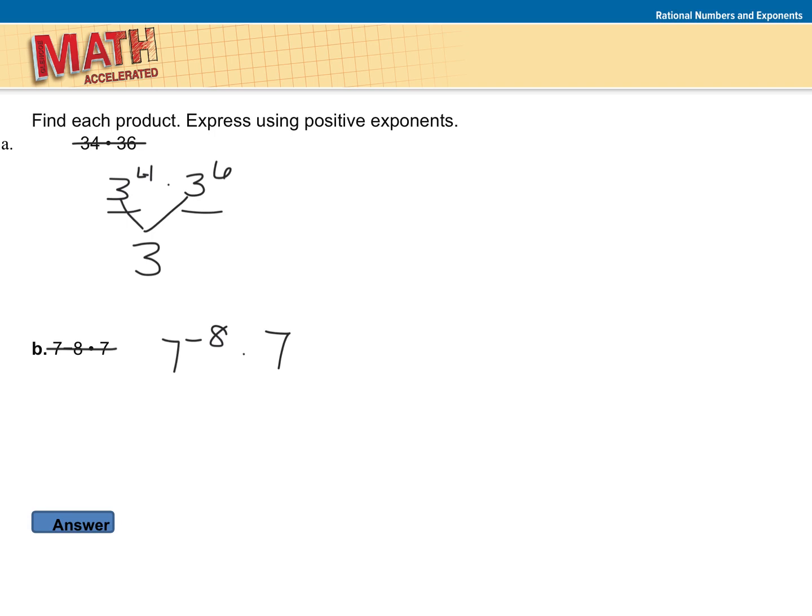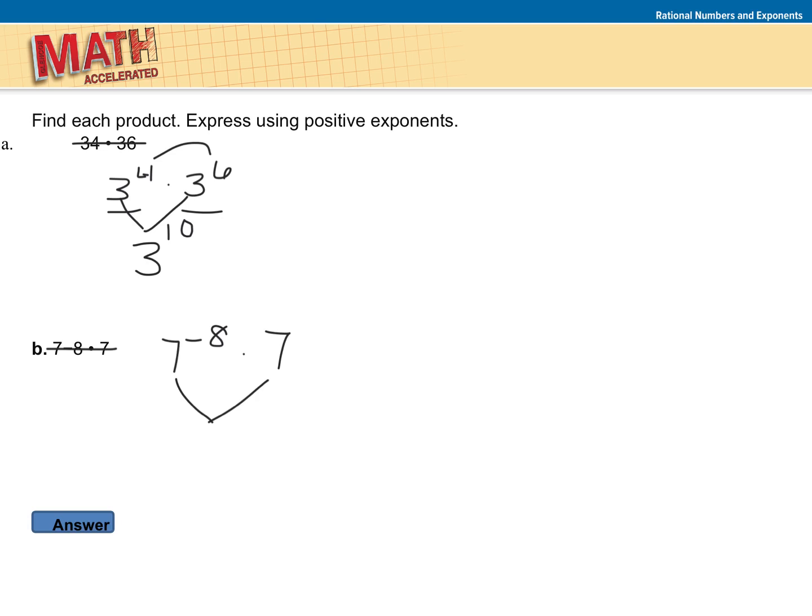Okay? Since we're multiplying, what do we do with the exponents? Add them together. So we have 4 plus 6 gives me 10. Do we have to do anything with that? No. It's positive, so we don't have to touch it. Okay? On B, what do we notice? There's a negative and they have the same base. What is the base? 7. What do we do with it?